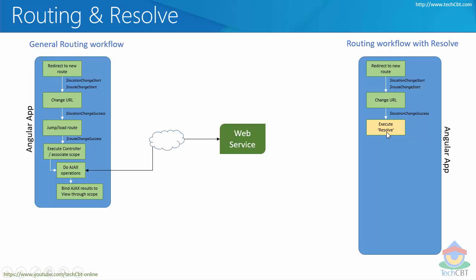As part of your routing configuration, you have an attribute called resolve. If you don't provide that member, it follows the general routing workflow. If you happen to provide the resolve member, it tries to evaluate that resolve member prior to executing or loading your route. Before evaluating the resolve, it raises the event location change success. As part of this resolve, it is going to do all kinds of AJAX operations, or anything to do with data which is supposed to be ready before even jumping to the route.